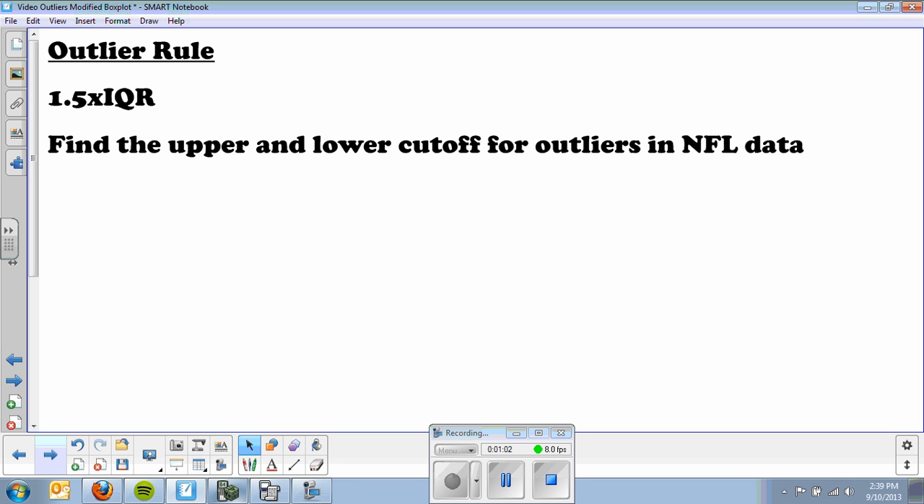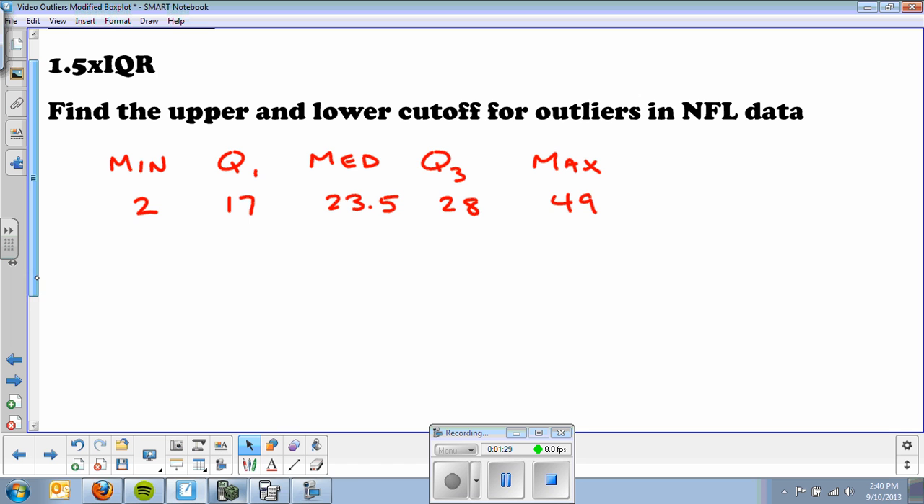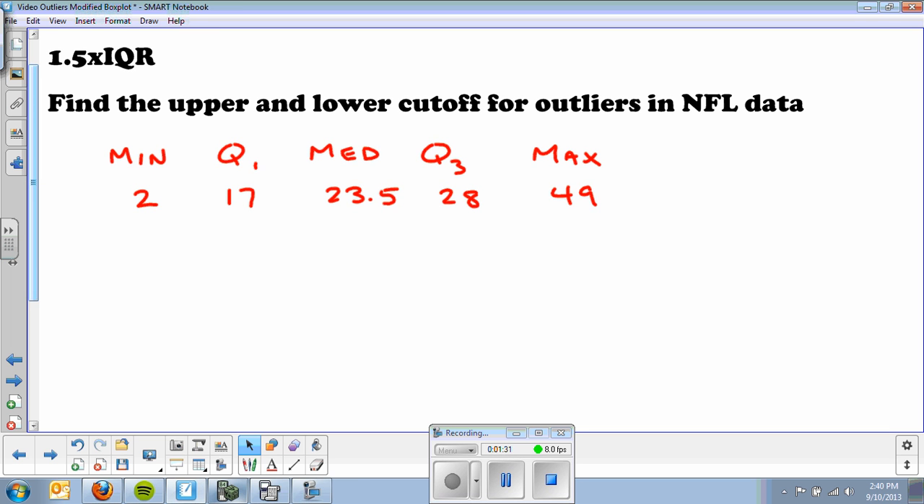So we have a 5-number summary, which is the min, Q1, median, Q3, and the max. So the minimum was 2, Q1 was 17, median was 23.5, Q3 was 28, and the max was 49. So those are basically the only numbers I need in order to determine if there are any outliers or not. First thing we're going to do is find the IQR.